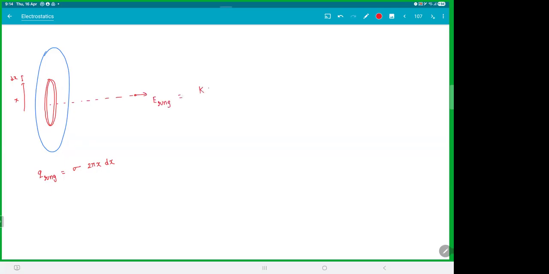Remember the formula? K Q, where z is the distance from the ring, by r square, here r is x square plus z square, whole power 3 by 2. That is the field due to this ring at a distance z. And so if you want the net field at point P, we need to integrate this. Limits will go from 0 to R, k z sigma 2 pi x dx by (x square plus z square) to the power 3 by 2. Here, remember, z is constant.